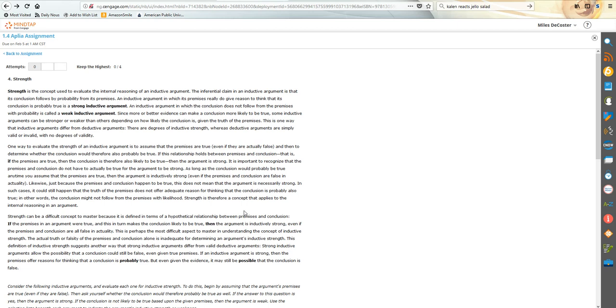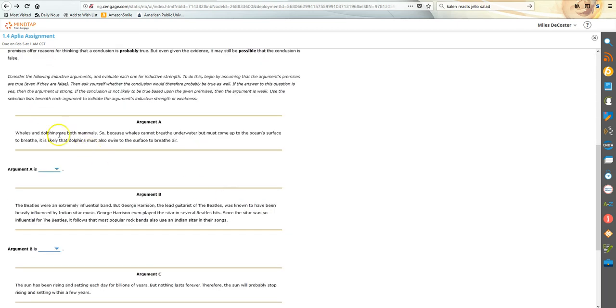And so let's look at some examples of that here. So here I have: whales and dolphins are both mammals. So because whales cannot breathe underwater but must come up to the ocean's surface to breathe, it's likely, and this is what gives it away as an inductive argument, that dolphins must also swim to the surface to breathe. Now I happen to already know that dolphins have to come up to the surface to breathe air, but I should put that on the back burner for now, because what I'm going to do is assume the premises are true. I'm going to assume whales and dolphins are both mammals. I'm also going to assume that because whales can't breathe underwater, they have to come up to the surface.